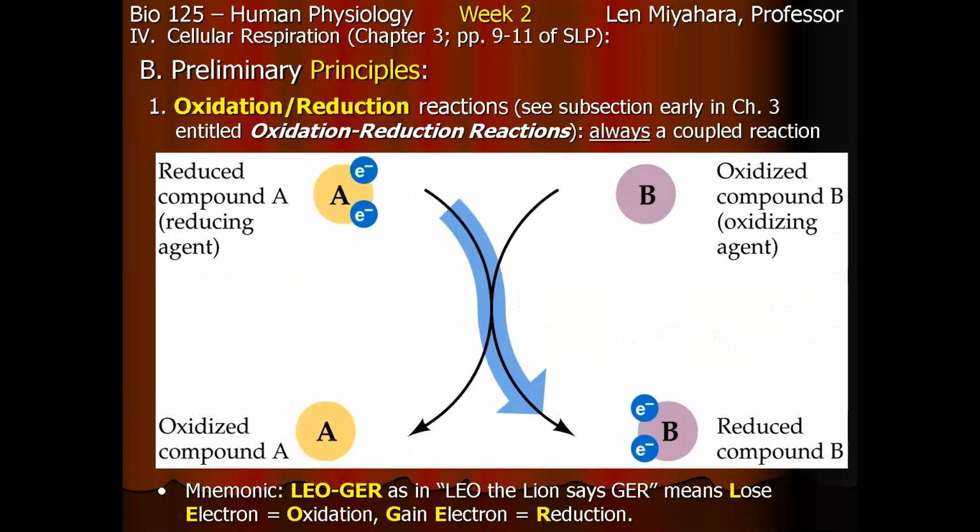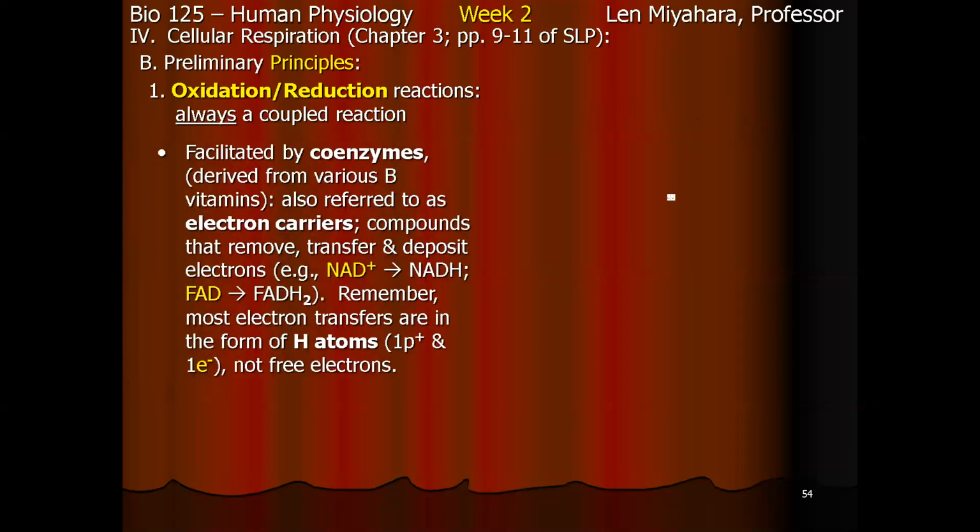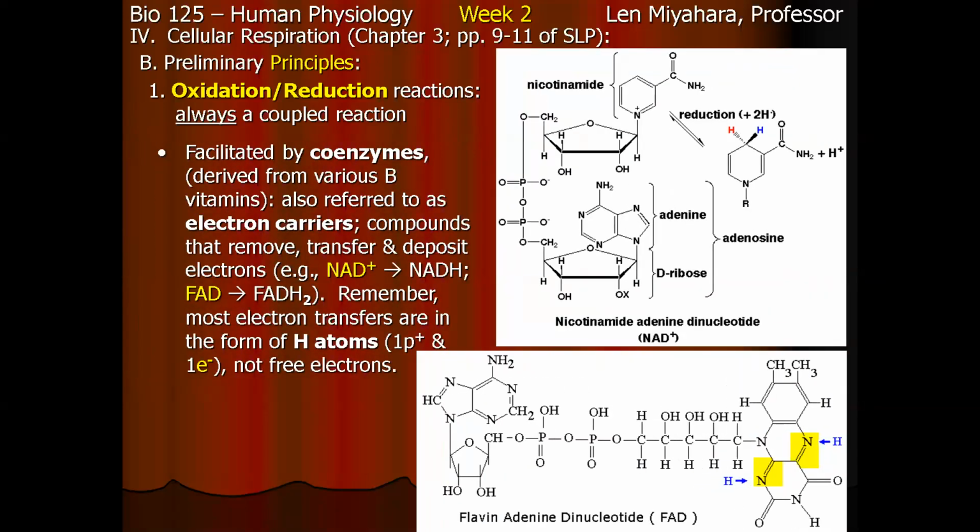Now the way a lot of this reduction is going, especially in the first two steps, are with these electron carriers. And electron carriers are also dinucleotides. So NAD and FAD have two nucleotides, dinucleotides.